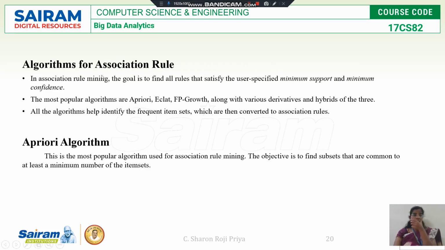Algorithms for association rules. In association rule mining, the goal is to find all the rules that satisfy the user specified minimum support and minimum confidence. The most popular algorithms are Apriori, Eclat, FP growth and so on. In our syllabus, we will be learning about the Apriori algorithm, the most popular algorithm used for association rule mining. The objective of the Apriori algorithm is to find the frequent item sets.